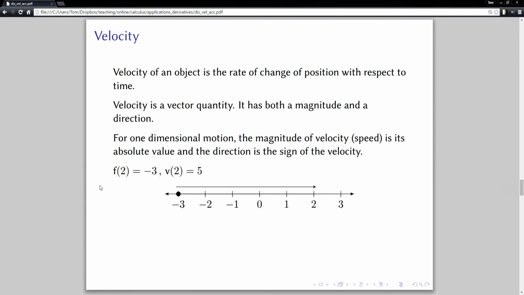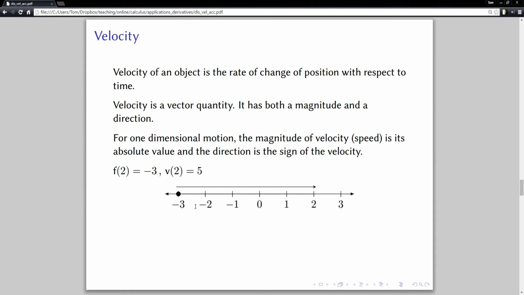Here's an example. Here I have the position function again, just like in the last example, f of 2 is -3. That tells us the location of the particle on the number line. And we're going to call v the velocity function. Later on we'll show you how to find the velocity function, but just for now, say we have such a thing. When we plug in a 2, at 2 seconds, we get a 5. That indicates this particle has a velocity of 5 units per whatever time unit. If we were measuring distances in feet and time in seconds, this would be a velocity of 5 feet per second.